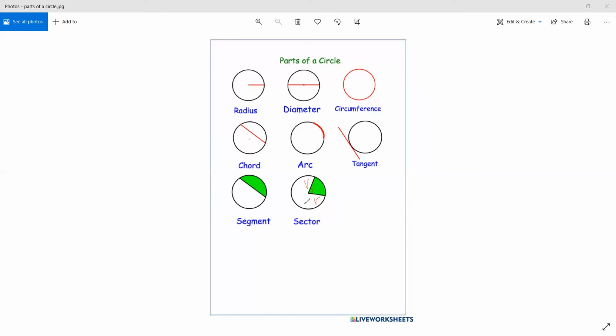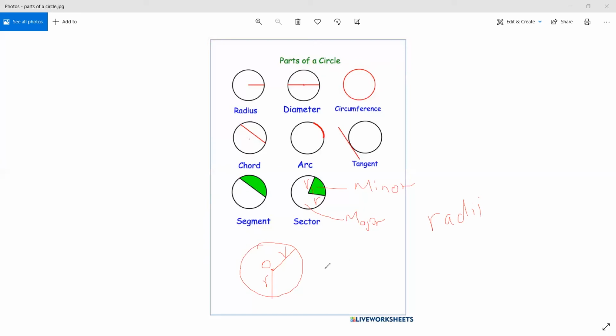So this will be your major sector, and the green one will be your minor sector. So if you have a circle with center O, and I draw radii there, the plural of radius is radii, R-A-D-I-I. If I have a circle and I make two radii there, then I'll have my sectors.